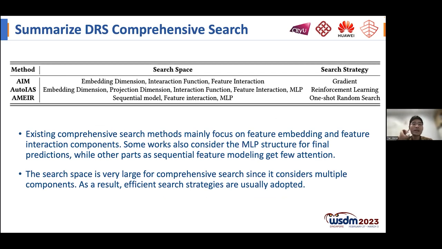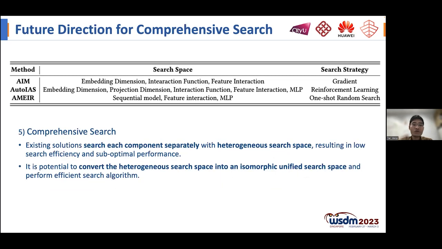As for the comprehensive search in deep recommender systems, we know existing comprehensive search methods mainly focus on the feature embedding and feature interaction components. Some works also consider the MLP structure for the feature predictions, while other parts like sequential feature modeling get fewer attentions. The search space is very large for comprehensive search, since it considers multiple components. So we need efficient search strategies for these components. In the future, it's potential to convert this heterogeneous search space into a homogeneous unified search space, and also perform efficient search algorithms.